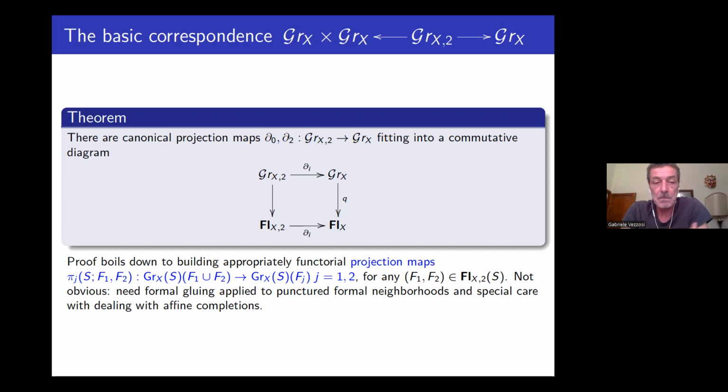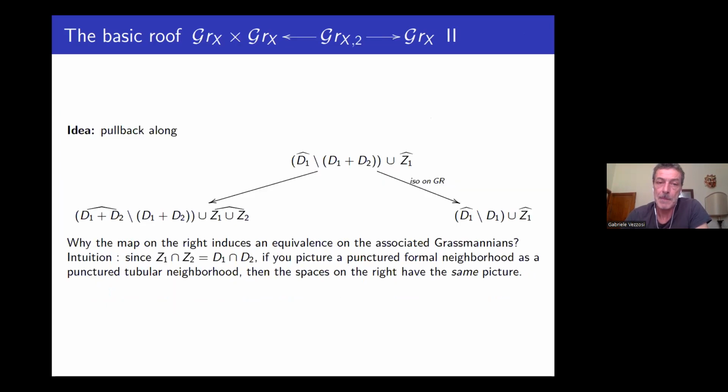And you need a formal gluing applied to puncture formal neighborhoods and special care with dealing with the affine completion. So I'm not claiming it's a super difficult result, but it's not obvious. And here is an idea of the proof, but maybe I will skip it. So maybe later I want to discuss the directions.